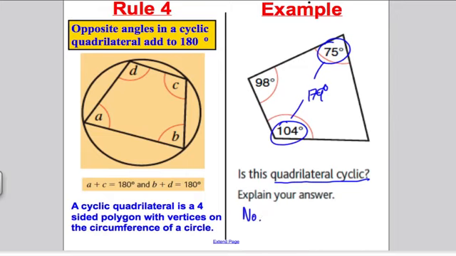Okay, right, we've got 3 more rules to go. Let's just get through these as quick as we can.